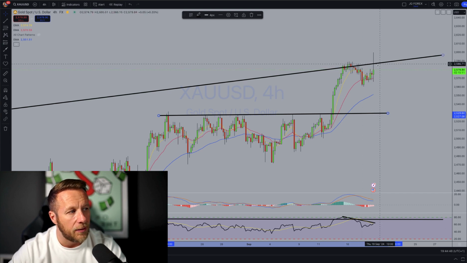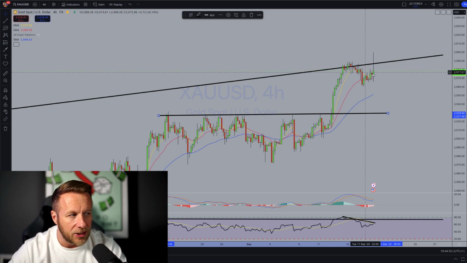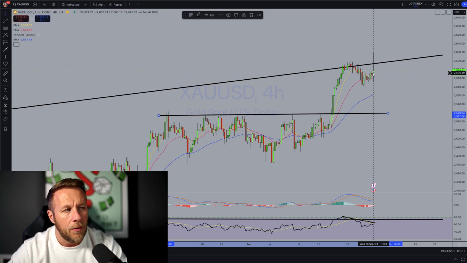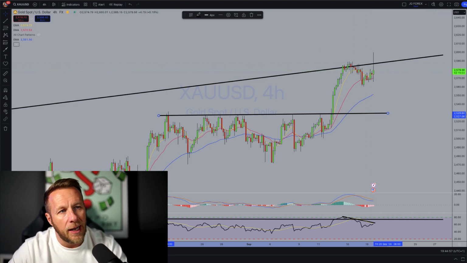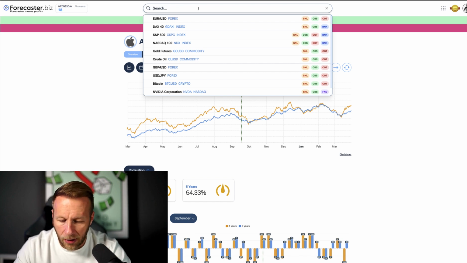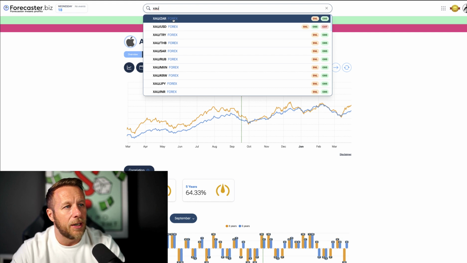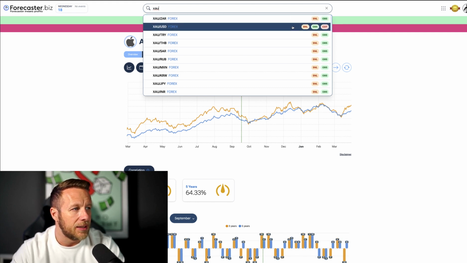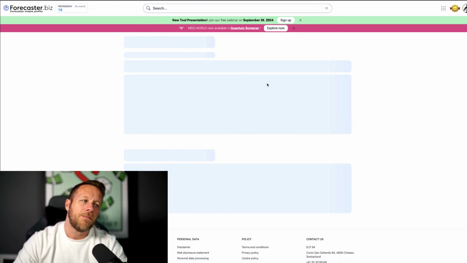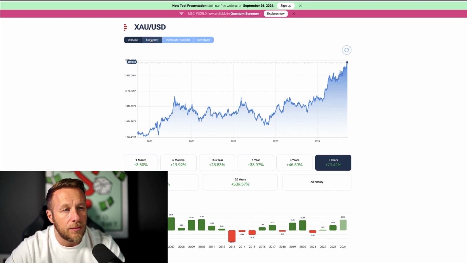Now, already I'm seeing a nice confirmation in price that we're likely to roll over. But what I want to show you now is I want to combine that with Forecaster. So in Forecaster, I'm going to take a look at exactly the same market that we were just looking at. And the first thing I'm going to do is check out the seasonality.